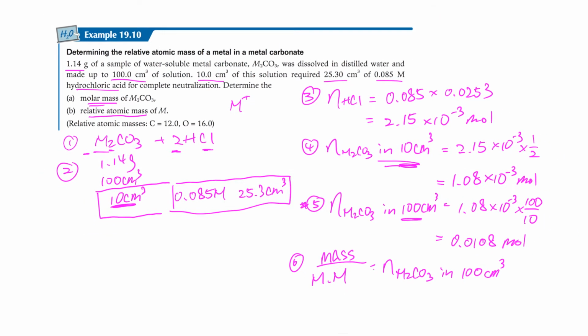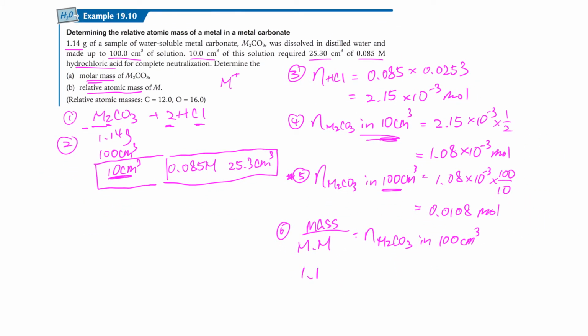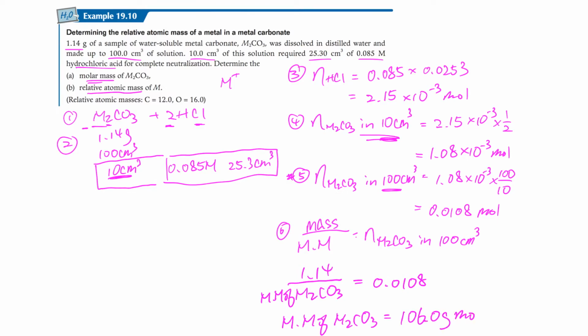So this one, the mass will be 1.14 over M2CO3 equals 0.0108. Better to present it as Mm of M2CO3. Don't be lazy. Mm of M2CO3 will be equal to 106.0 gram per mole. So that will be the answer for part A, the molar mass of M2CO3.